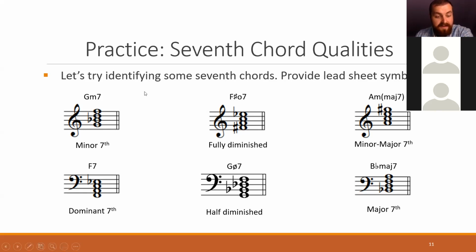Does anybody want to ask anything now? We will have some more examples today and keep looking at some seventh chords in context.